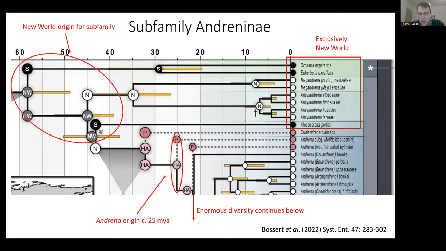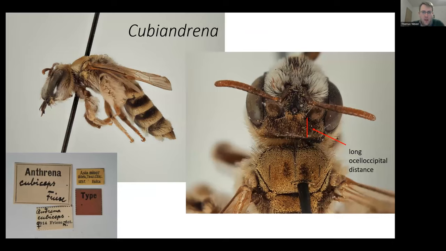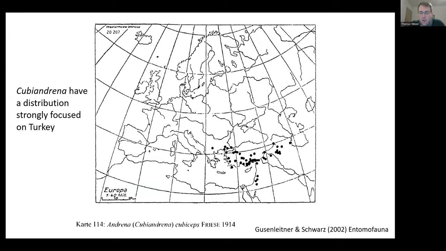The Cubiandrena are a very species poor lineage. There are currently only three species known. They're generally quite squat bees with a very long occipital distance, and they're easy to separate from Andrena. Currently, the genus is known only from the Eastern Mediterranean.